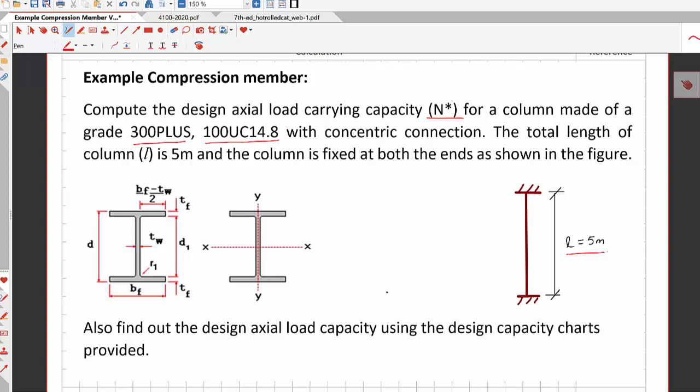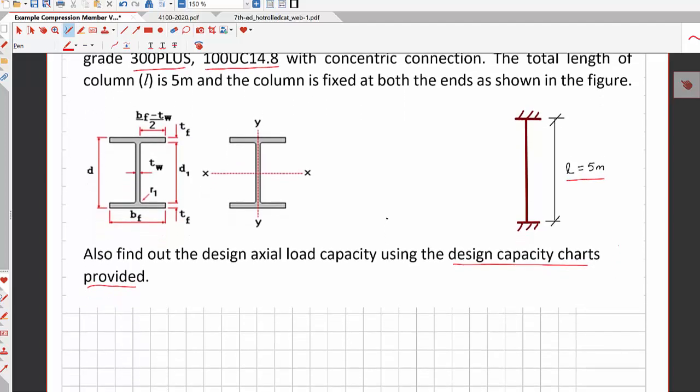So we can see that the total length is 5 meters, and the column is fixed at both the ends, as shown in the figure. So we need to find the compression capacity of this member, and also we are asked to find out the design axial load capacity using the design capacity charts that are provided. So we'll go to this one a bit later. Let's first find out the compression capacity of this steel section through the detailed process.